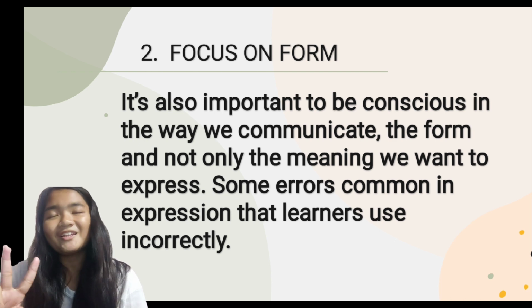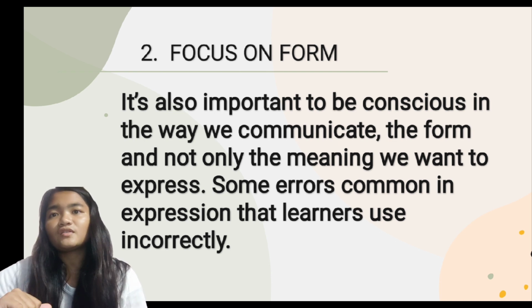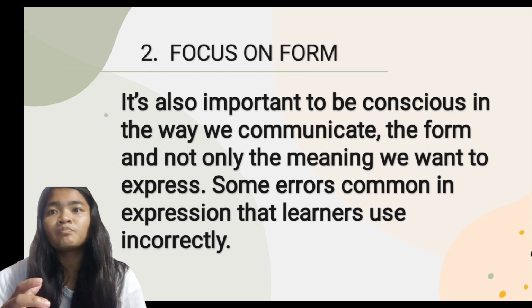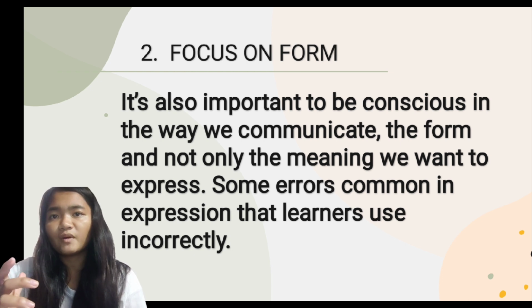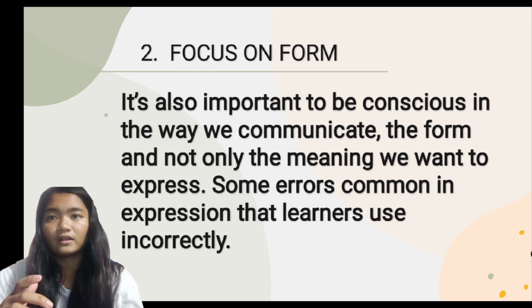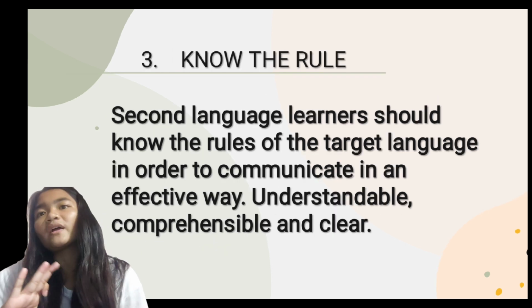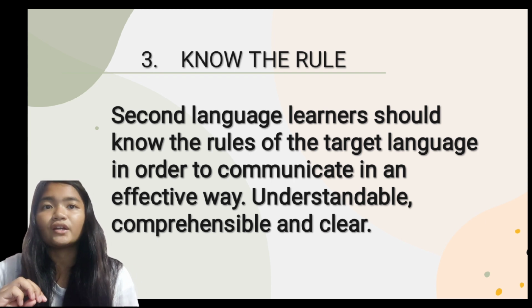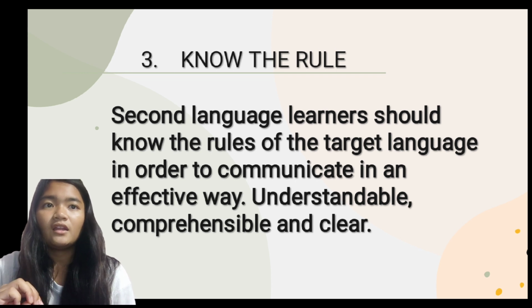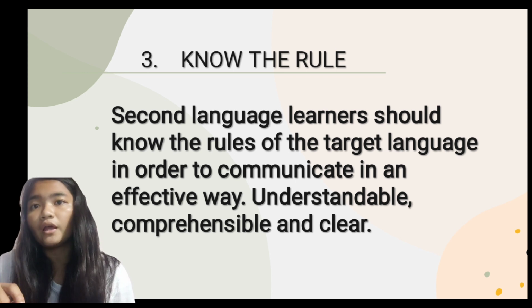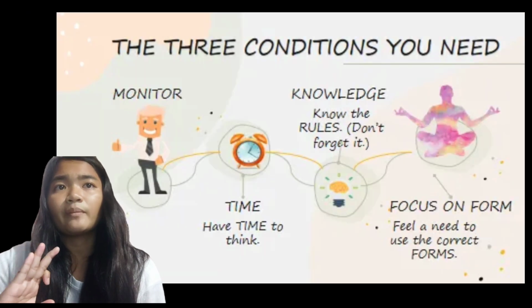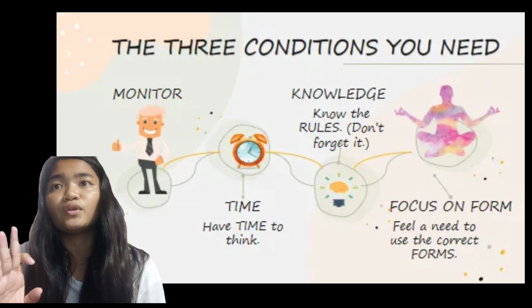Second is to focus on the form. It is also important to be conscious of the way that we communicate the form, and not only the meaning that we want to express. Some errors are common in expressions that learners use incorrectly. Third, and the last one, is to know the rule. Second language learners should know the rules of the target language in order to communicate in an effective way, understandable, comprehensible and clear. So these three are the conditions to apply the monitor hypothesis in a new learned system.